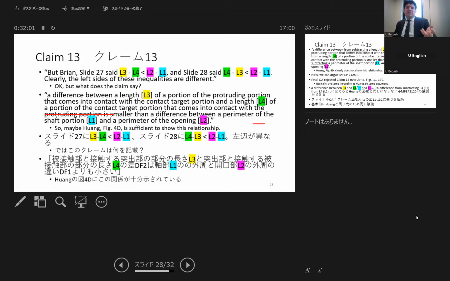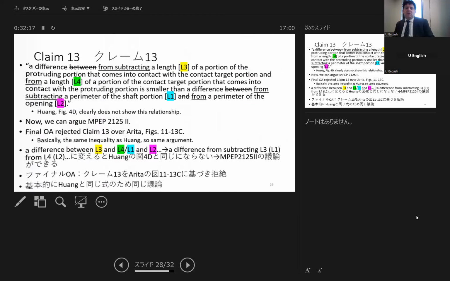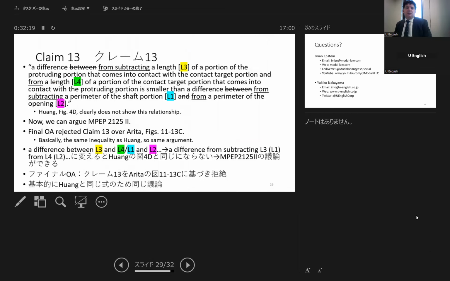Well, the claim says that there's this difference between L3 and L4, right? And it doesn't say what that difference is. There's different ways of defining that difference. And so maybe Huang is sufficient to show that relationship. So how do we address that?